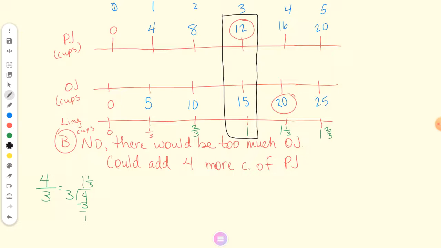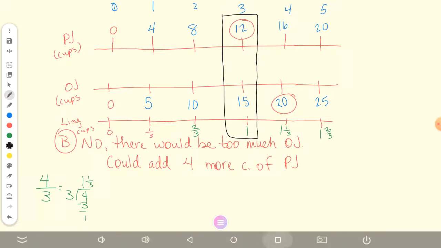How many of them have to be orange juice, Dane? 15. How many of them have to be pineapple juice, Jude? 12. How many cups of lime juice, Nate? 1. Okay, so once we have these, a lot of times they'll just ask us questions like that to make sure we understand what these numbers mean. Okay, questions on that problem? Were there any more that I missed? Any more questions on that? Nope. Okay. Let me go back to the book.